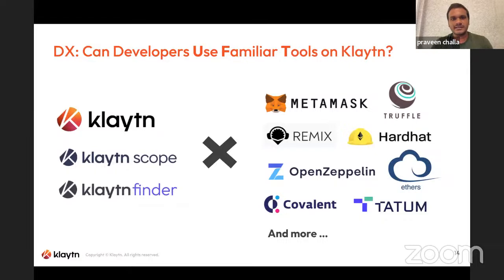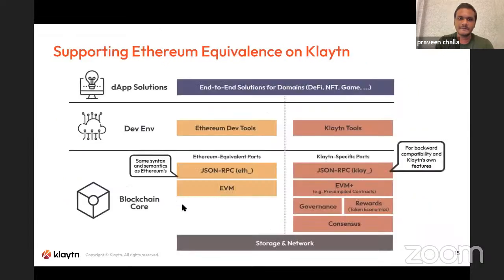So Klaytn is basically an EVM, like an Ethereum fork, and so obviously most of the tools of Ethereum should work for Klaytn. Along with our own features, we are also supporting the Ethereum features as well. So you can use most of the same tools that we use in Ethereum, like MetaMask, Truffle, all these tools. And we have Klaytn Scope and Klaytn Finder, which are explorers.